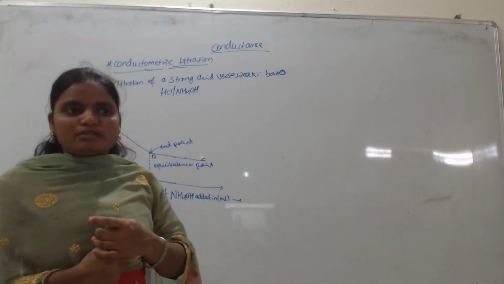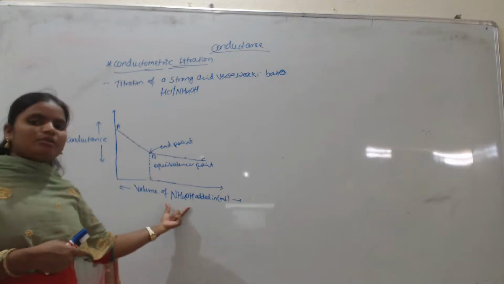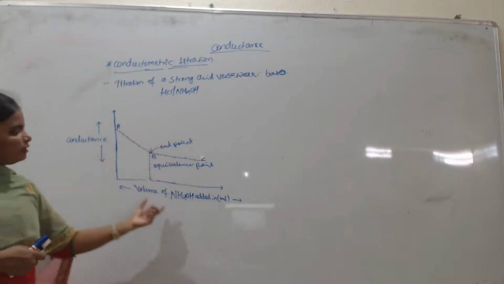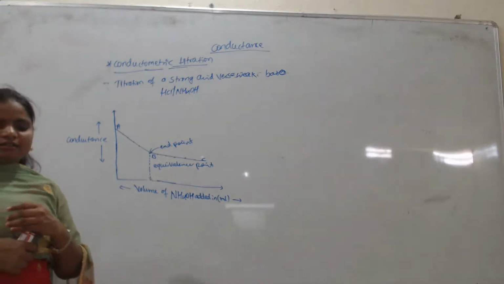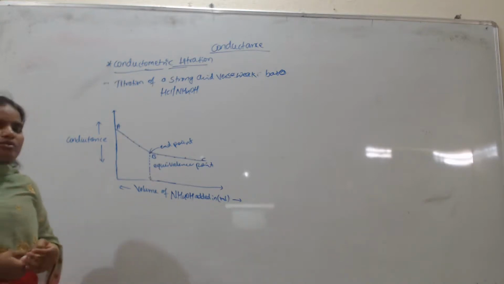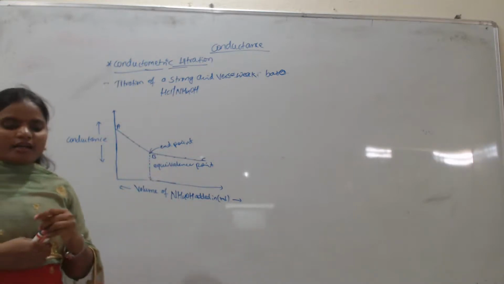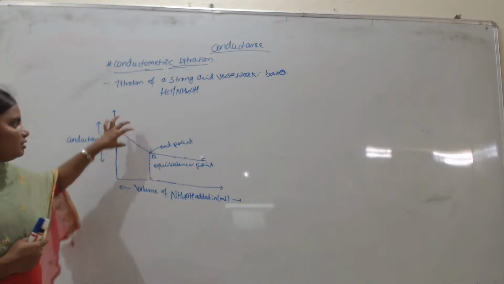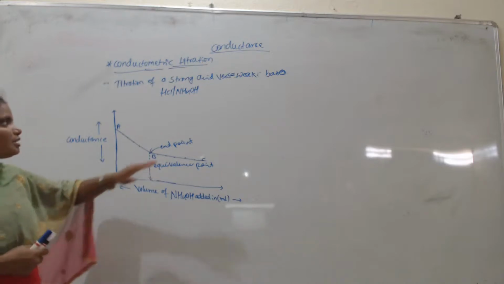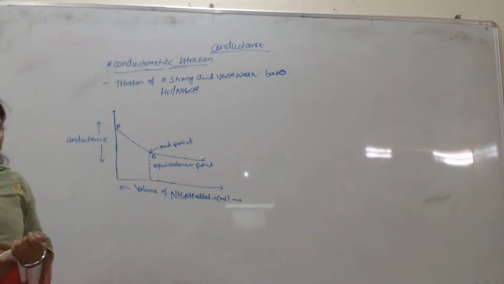Here, in the presence of fast moving hydrogen ions, ammonium hydroxide is added as the titrant from the burette. Ammonium hydroxide is a weak base. When you add the weak base, the fast moving hydrogen ions are replaced by the slow moving ammonium ions, NH4 plus, and hence the conductance falls here.